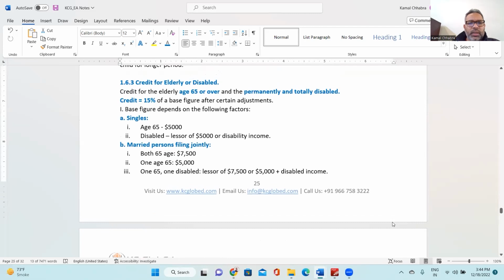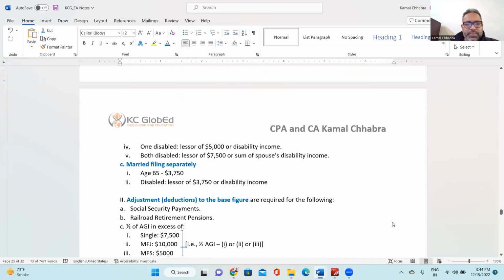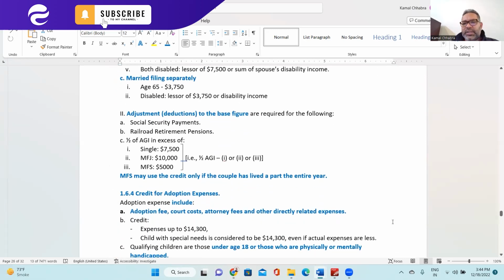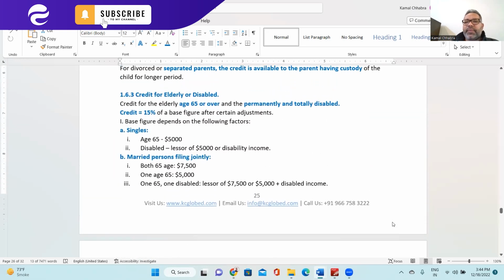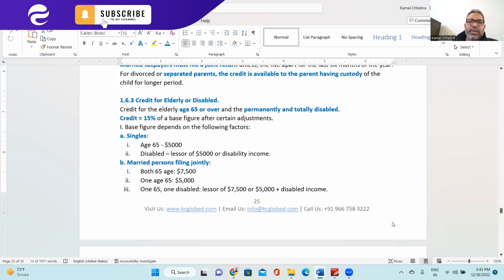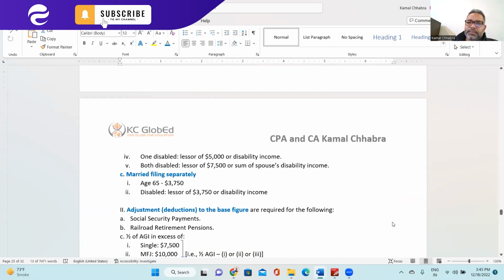If you see the credit for the elderly, age 65 or over, or permanently or totally disabled, the credit is 15% of the base figure. But how do you calculate the base figure? That is mentioned here, adjustment to the base figure: AGI minus social security payment, minus railroad retirement pension if you're receiving, minus half of the AGI in excess of this much amount. So once you reduce all these things, it comes to the base and you multiply by 15%, right? That amount or this 5,000 or 7,500, whichever is lower, is allowed as a tax credit, right?